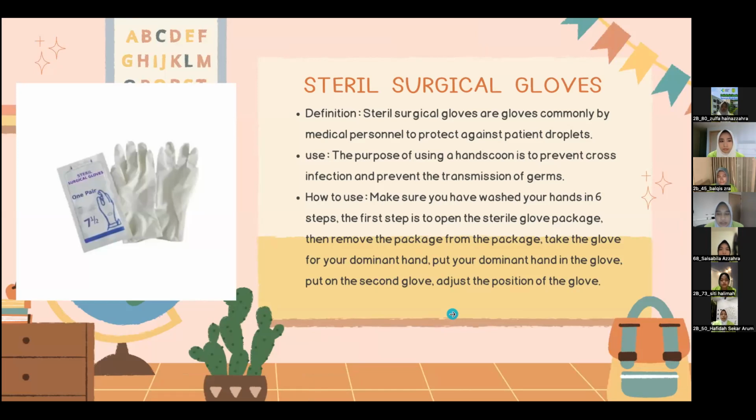Sterile surgical gloves. Definition: sterile surgical gloves are gloves commonly used by medical personnel to protect against pathogen droplets. Use: the purpose of using hand gloves is to prevent cross-infection and prevent the transmission of germs. How to use: make sure you have washed your hands in 6 steps. The first step is to open the sterile package.